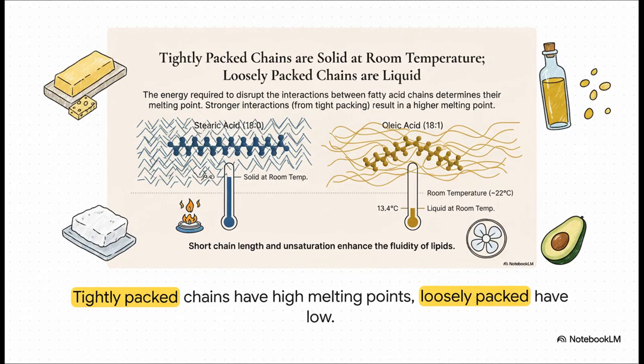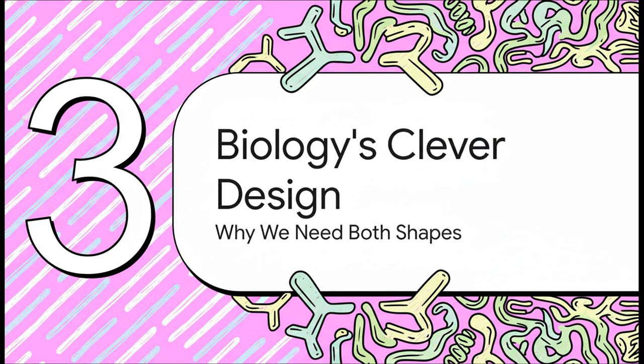And boom, there is the answer to our question. Because those saturated fats in butter are packed so tightly, it takes a lot of energy, a lot of heat, to pull them apart and melt them. That's why they're solid at room temperature. But the loosely packed unsaturated fats in olive oil barely cling to each other, so it takes very little energy to get them moving. They're already a liquid. So it's really easy to start thinking, okay, straight and orderly is good, and bent and disordered is bad, or something like that.